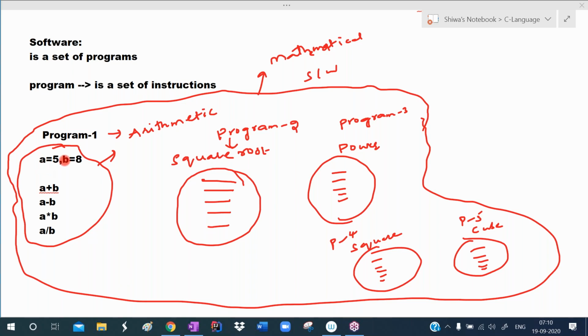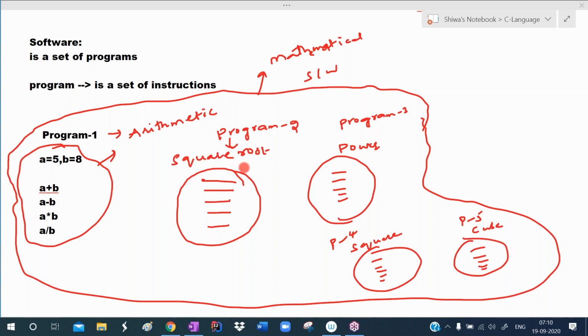So here I'm taking a value and b value. I'm reading these values. To perform addition, I'm writing the instruction a plus b. For subtraction, I'm writing the instruction a minus b. For multiplication, I'm writing a into b. For division, I'm writing a divided by b. All these are what? These are the instructions. This set of instructions is called a program.